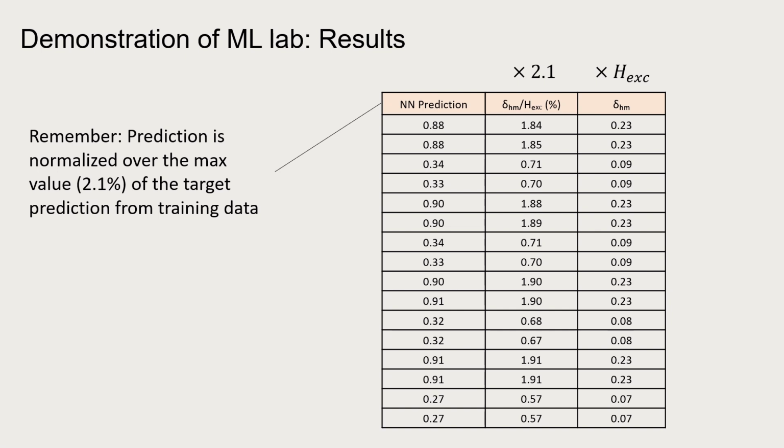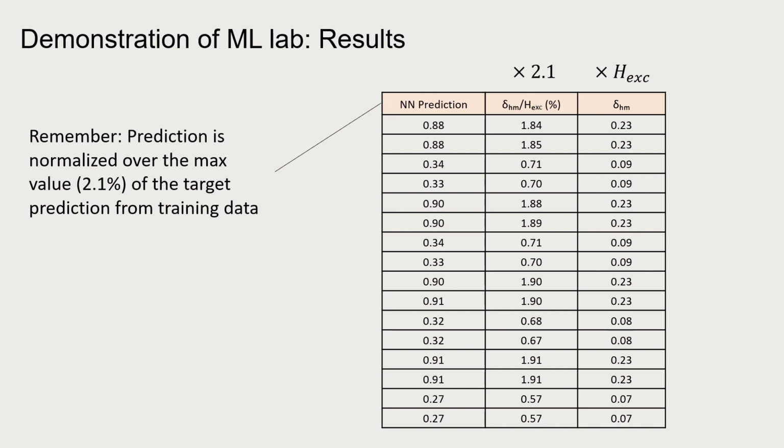As you can see, these are normalized values, so I need to multiply them by the maximum data point that we had before, which was 2.1. So I need to multiply this by 2.1 to get this value. And then we need to multiply again because the data is normalized on the height of excavation. This was in the database. We need to multiply this percentage by the height of the excavation to get the final lateral wall deformation delta HM. We can see that these are the results.